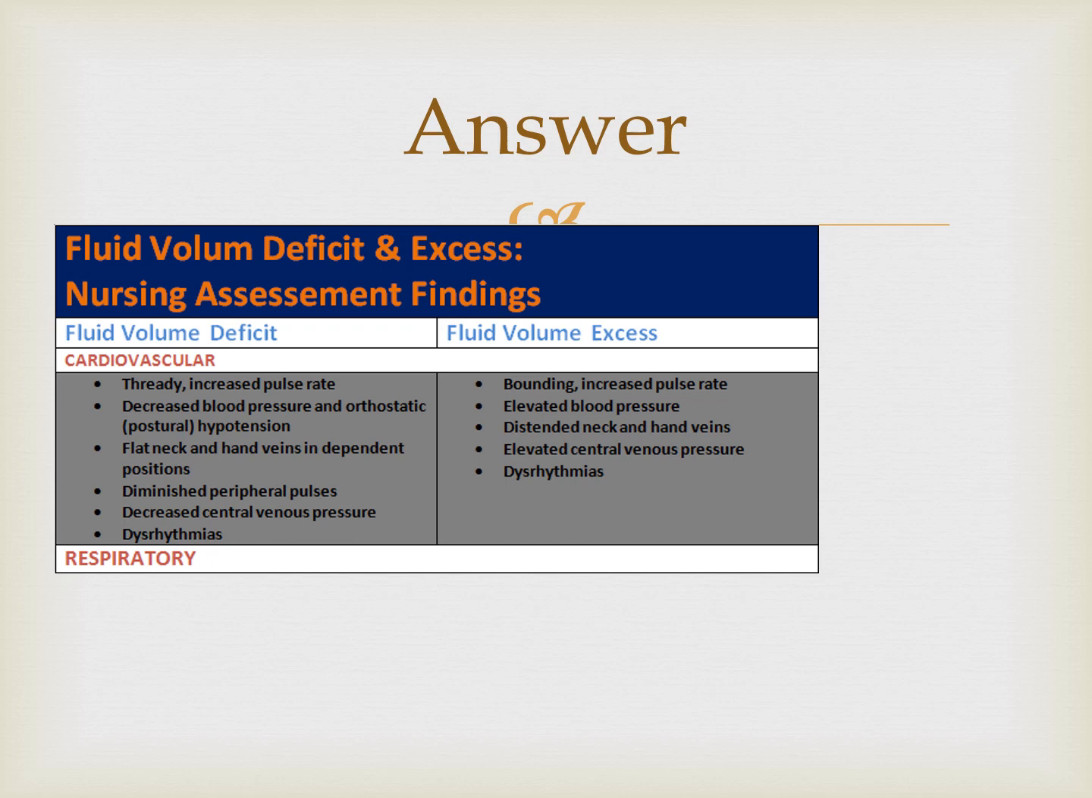So we talked about fluid volume excess: bounding pulse, increasing pulse rate, elevated blood pressure, distended neck veins, elevated CVP if you have a central line, and dysrhythmia. So those are the things that you should take into consideration.